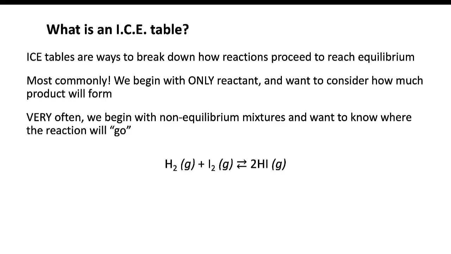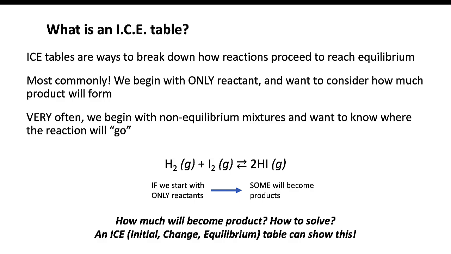This is a reaction that we've studied previously. If we start only with reactants, some will become products. But how do we determine how much product is formed based on its equilibrium constant? We know the information is there, but how do we get to that final calculation, right? This is what we're going to use an ICE table to solve for.